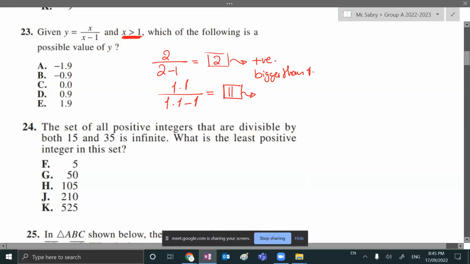So when you look at the choices, A can't be لأنها negative, و B can't be لأنها negative, و C 0 ما تنفعش. D هي positive بس هي مش bigger than 1 فما تنفعش. ف E هي ال only possible choice that could work here.